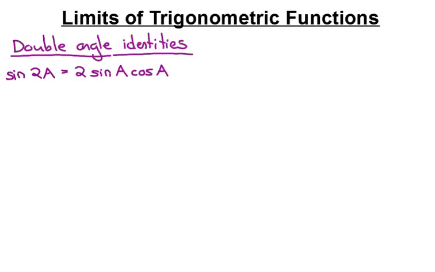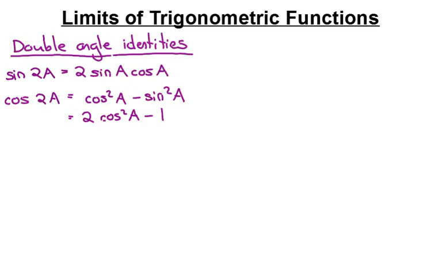Then if I've got cos of 2 times an angle, that's the same as cos squared of an angle minus sine squared of an angle. I can then also replace sine squared A with 1 minus cos squared A, and I land up with 2 cos squared A minus 1.